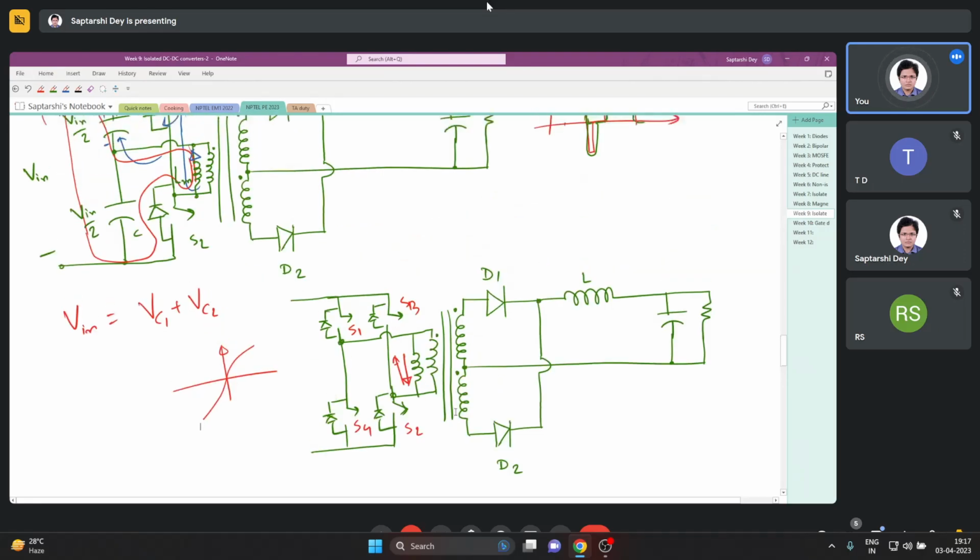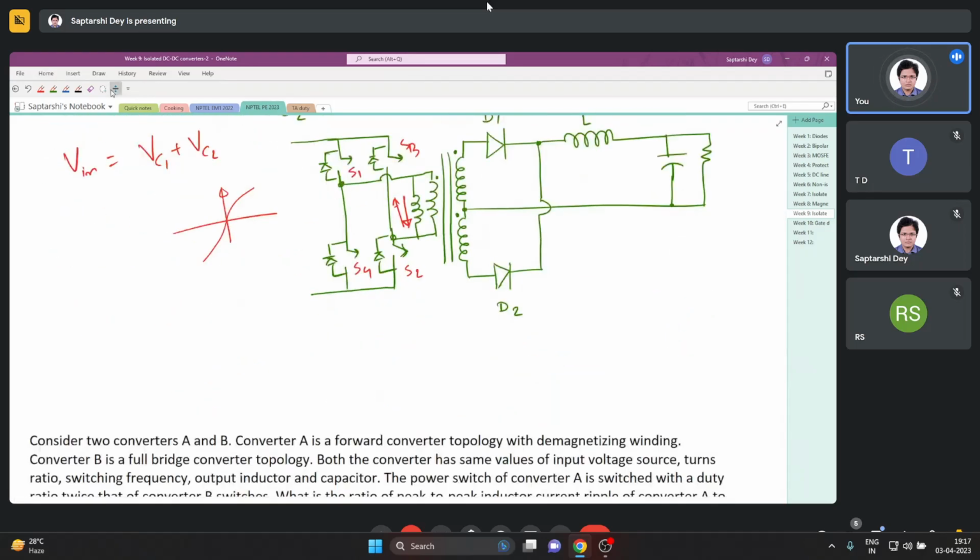Okay, any question from these converters? No question. Then we will directly go to these problems.